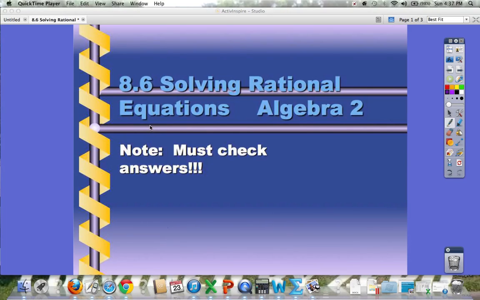8.6, solving rational equations. Algebra 2, and you must note, you must check your answers. Just like with absolute value equations and radical equations, you had to check your answers for extraneous values. You must do the same thing with this, okay? Notice it says equations, so anytime it's equations, there's going to be an equals in your problem, so you're actually going to solve it.